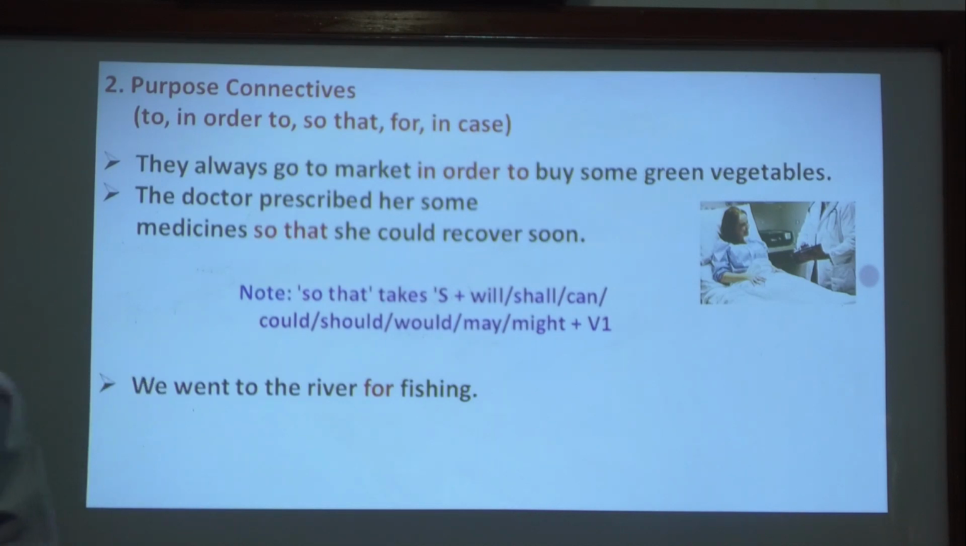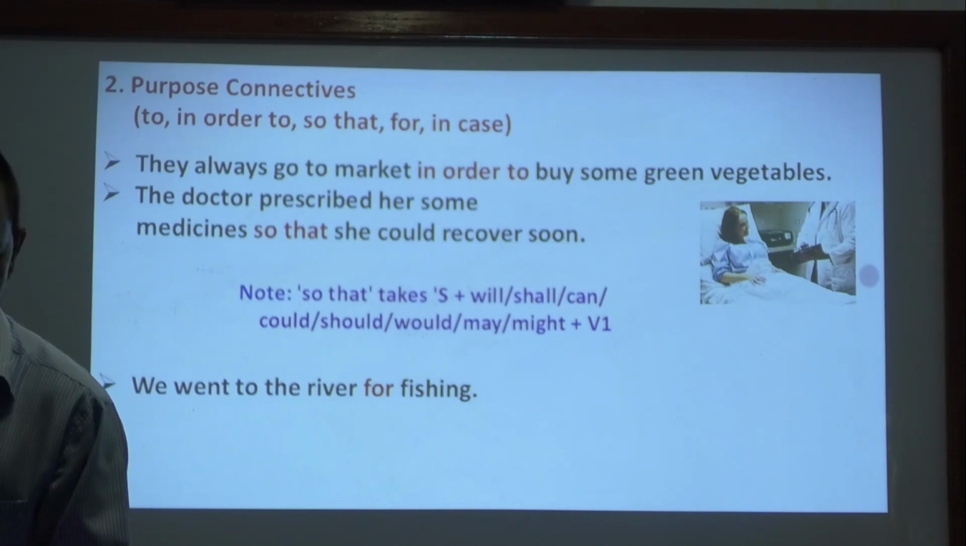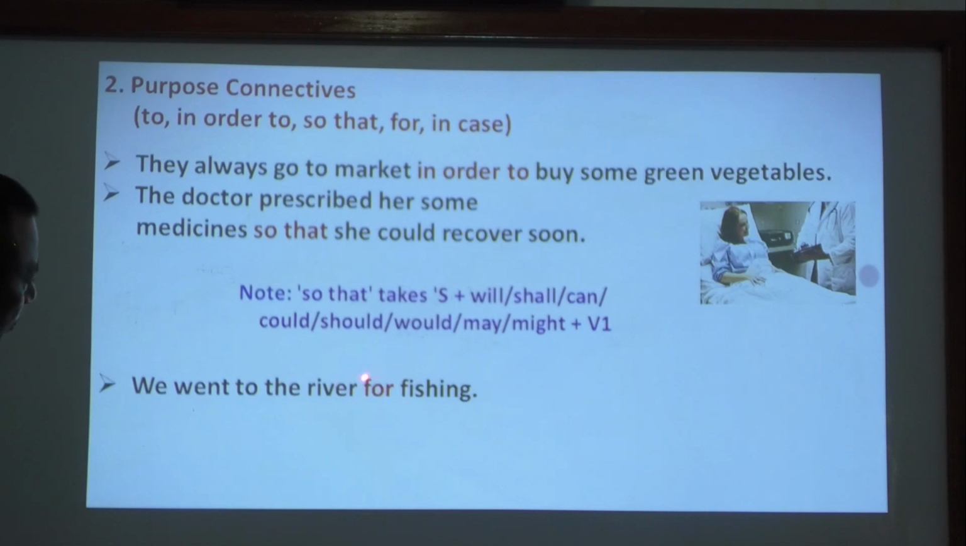If you are careful enough about these auxiliary verbs, then you can correctly use so that or such types of connectives. And another example: we went to the river, that was the purpose. Yes, what was the purpose of going to the river? For fishing. So we went to the river for fishing.